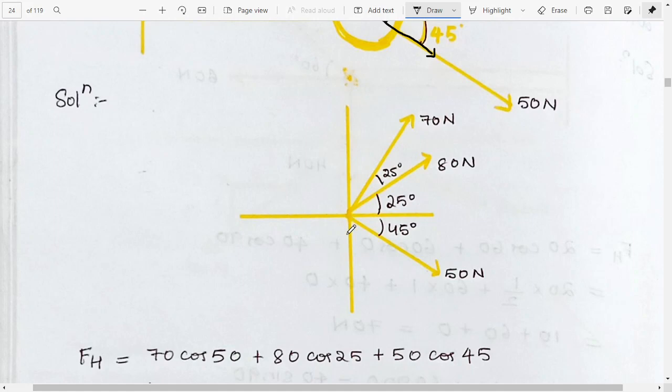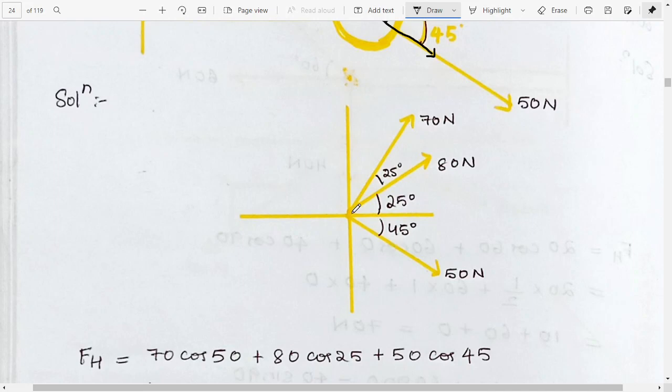Now the horizontal forces will be 70 cos 50. Why? Because the angle between 70 and 80 is 25, and 80 and the horizontal axis is 25. So the angle between 70 and the horizontal axis of course will be 50 degree. So we should take it as 70 cos 50. Then we have 80, it will be 80 cos 25. Then we have 50, which is 50 cos 45.